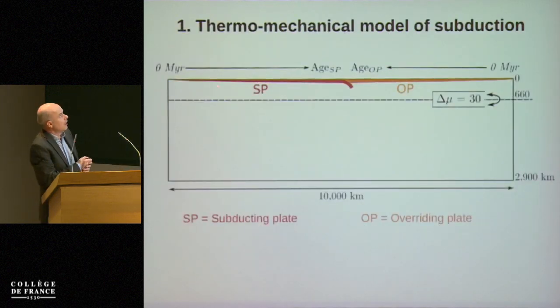Okay, so the model is 2D, Cartesian, starts here at the surface but extends all the way to the base of the mantle and has a wide aspect ratio, so 10,000 kilometers wide. And we will have a viscosity jump, at least for most of the calculations, of a factor of 30 between the upper mantle and the lower mantle.